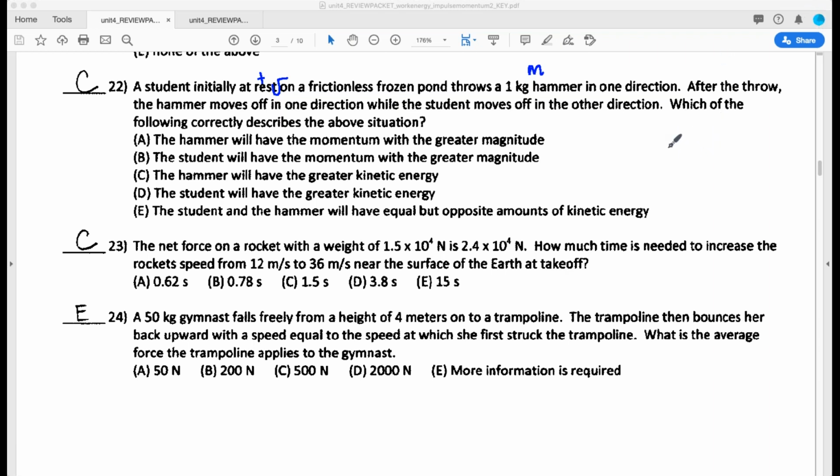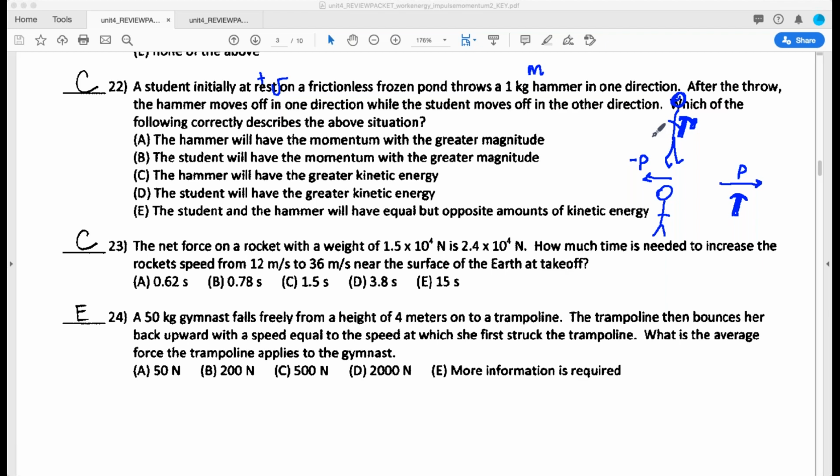Well, let's just draw a picture. I don't think you would need to draw a picture in order to get this answer correct, but let's do that anyway. So the student's sitting here and they're holding in their hand a hammer, right? This is my bad sketch of a hammer. And this is the initial condition. Then some amount of time later, they chuck the hammer. And so the hammer's going to the right, and the student, if there's no friction, has to be going to the left. These amounts of momentum have to be the same.